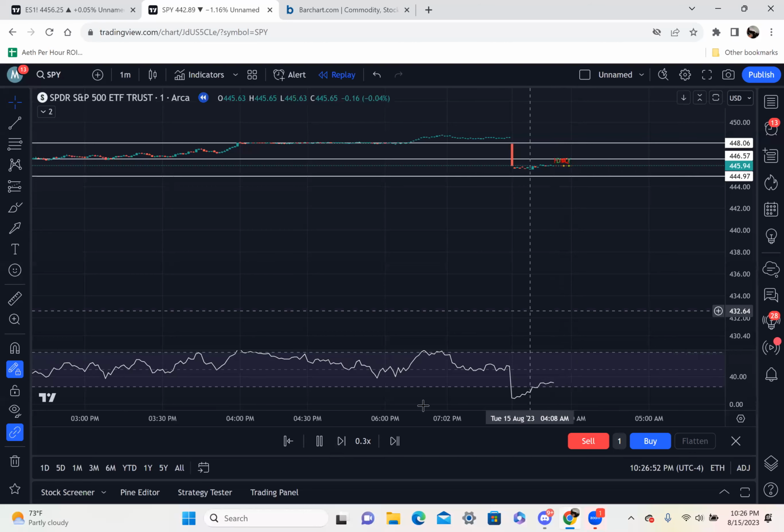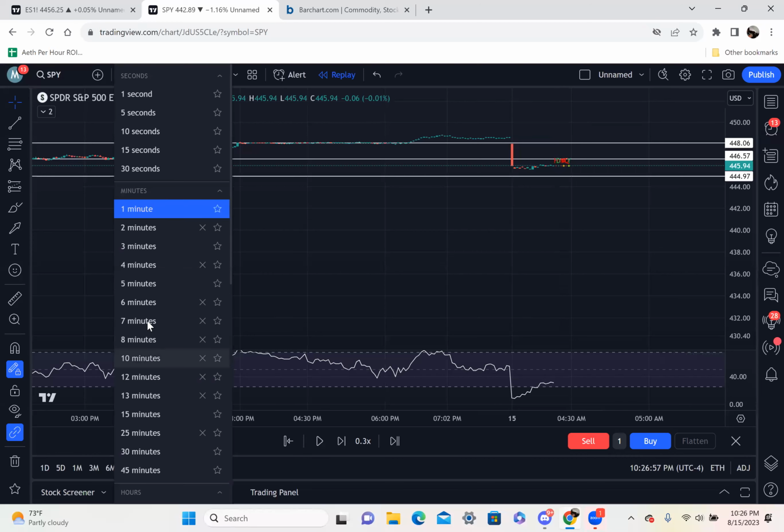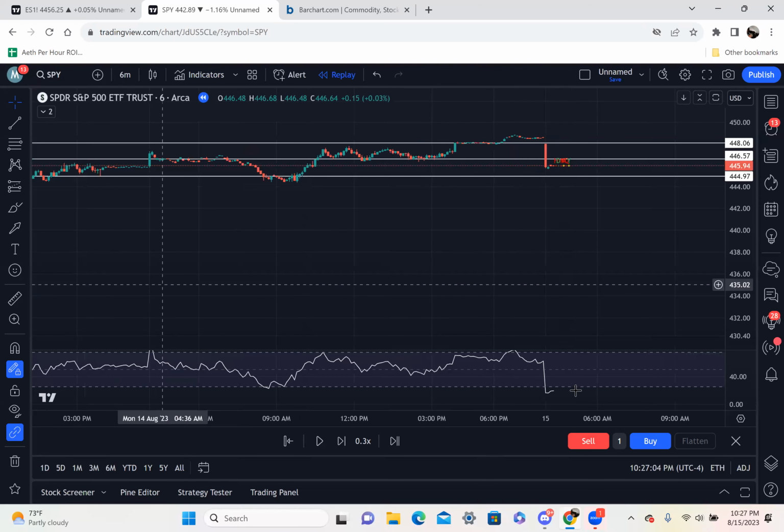So you're saying if it's too overbought, you have to wait. You want to wait. If it's like this on a 6 minute, it doesn't have to be a 6 minute. You got a 5 minute. It could be a 5 minute. You feel me? It could be a 7 minute. You know what I'm saying?